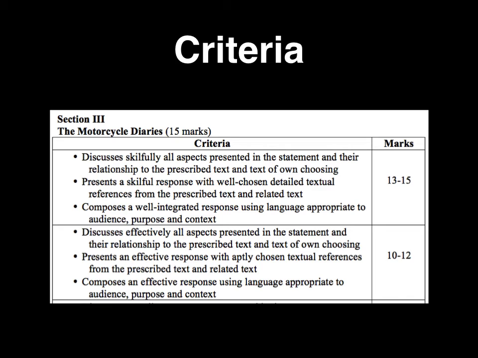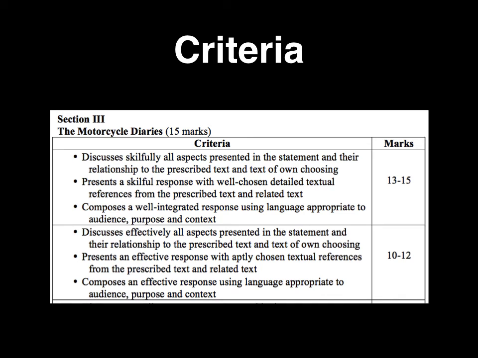There's a lot of questions, particularly at the advanced level, about the movement between a B and an A. Obviously, we're all pitching for an A range response, but we need to be very conscious too of what differentiates the two. And it's largely to do with the whole idea of discusses skillfully here all aspects presented in the statement. And again, that's drawing directly on the stimulus statement that you've been presented with and deconstructing that. And secondly, the skillful response with well-chosen detailed textual references from the prescribed text and related text.